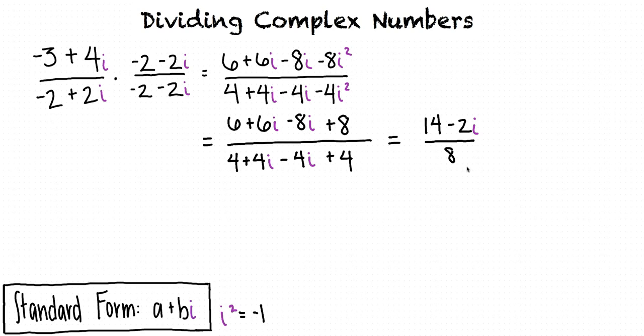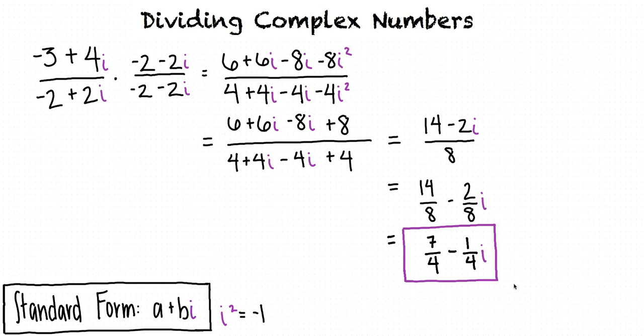That isn't written in standard form though, don't we need to simplify more? You're right, we need to rewrite this in the standard form a plus bi. Since the denominator 8 applies to both the 14 and the -2i, we can write this as 14 over 8 minus 2 over 8 times i. Both 14 and 8 can be divided by 2, so this first term simplifies to 7 over 4. 2 and 8 can also both be divided by 2, so the second term simplifies to -1/4 i. So in standard form, our final answer comes out to be 7/4 minus 1/4 times i.